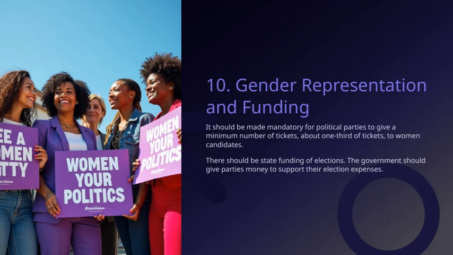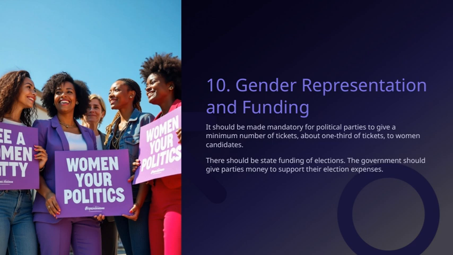Now, moving on to a crucial aspect of ensuring fair and inclusive elections. There should be state funding of elections. This means that the government should provide financial support to political parties to help cover their election expenses. Such funding can level the playing field, especially for smaller or newer parties that might struggle with costs. Additionally, it's important to make it mandatory for political parties to allocate a minimum number of tickets to women candidates. I suggest about 1/3 of the tickets should go to women.